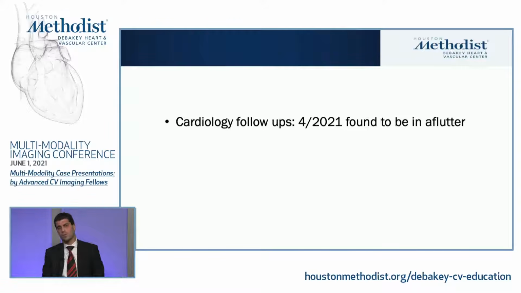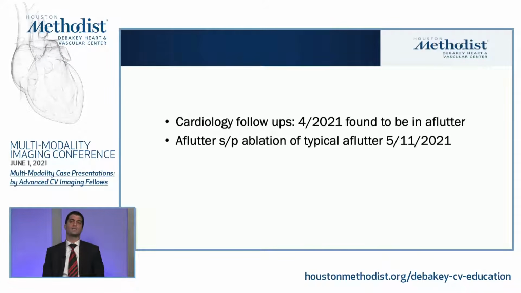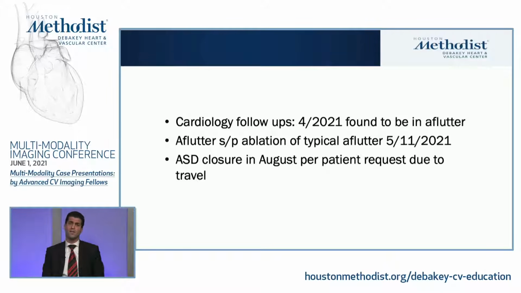He had a couple of cardiology follow-ups in between, and basically on the 4th, in April of 2021, the patient was found to be in A flutter. So he was taken on the 11th of May for an A flutter ablation of a typical flutter, and it was discussed with him to proceed. I think he was scheduled, if I'm not mistaken, a week or 2 weeks later for an ASD closure, but the patient asked to postpone it due to traveling, and there is a plan on closing the ASD in August.